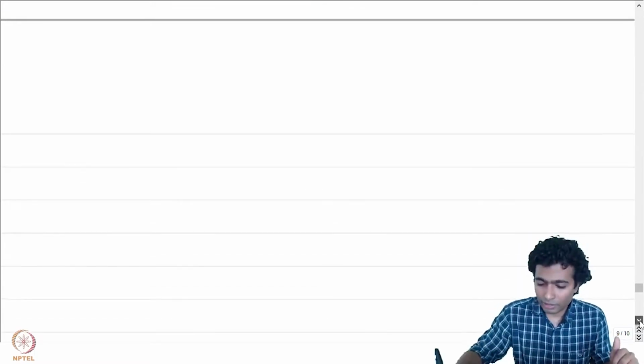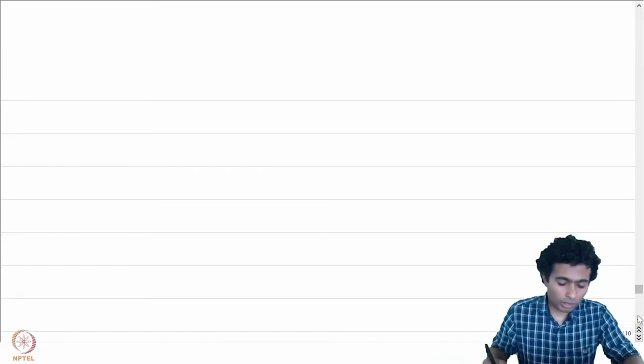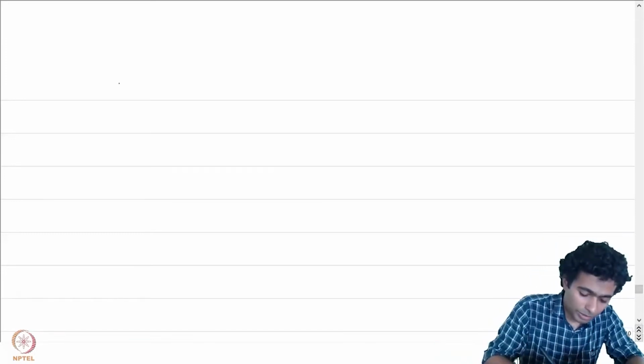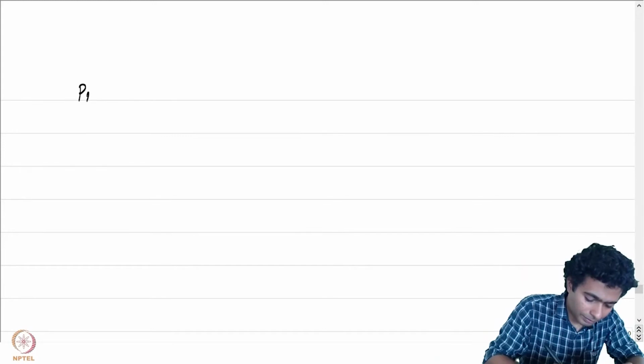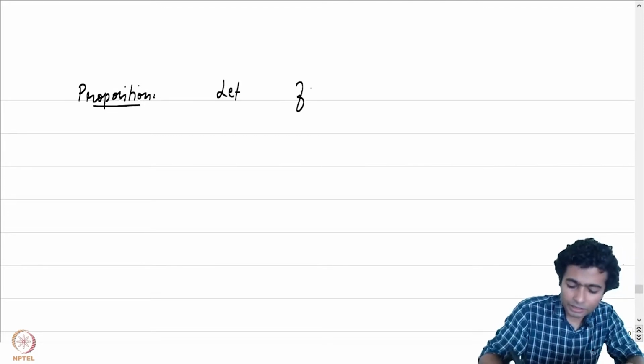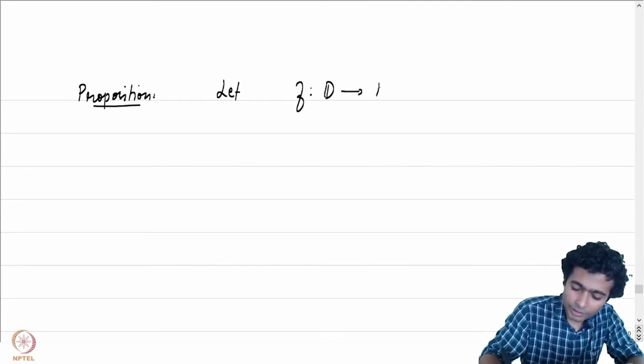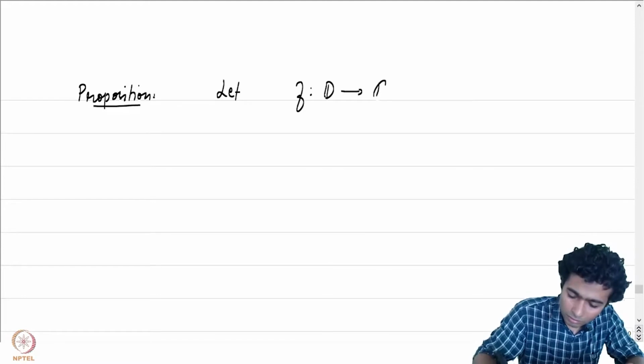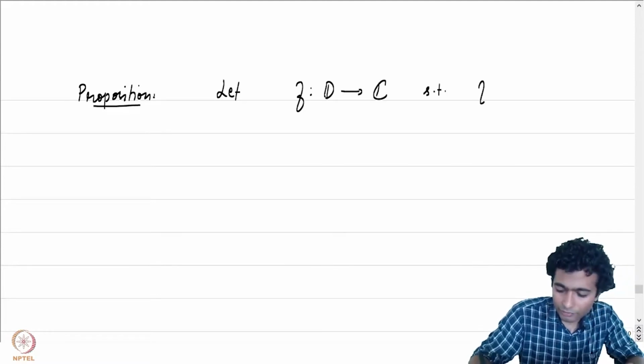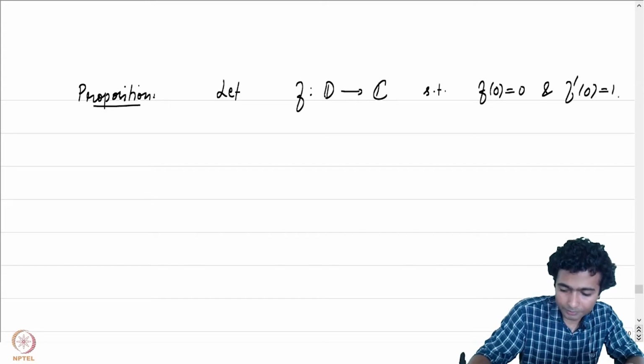We'll begin by proving a special case of Bloch's theorem. Let me write down the proposition. You can call it a proposition. Let f be a function which is defined on the unit disk such that f of 0 is equal to 0 and f prime of 0 is equal to 1.